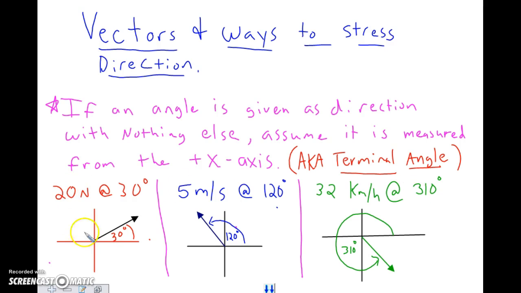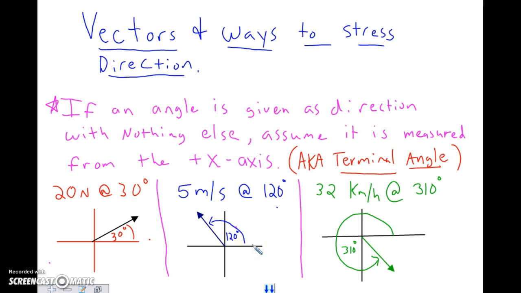Like in these three examples: 20 newtons, 5 meters per second, 32 kilometers per hour. That's just the size part. The directional component will often be given as an angle. So in my first example, we see 20 newtons at 30 degrees. Like the note above says, when we're only given an angle and nothing else, we should always measure that angle from the positive x-axis, also known in your math class as your terminal angle. So that would be from 0 degrees.